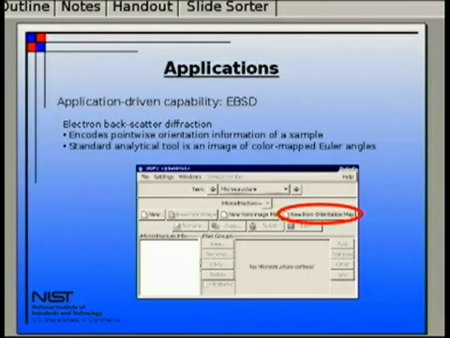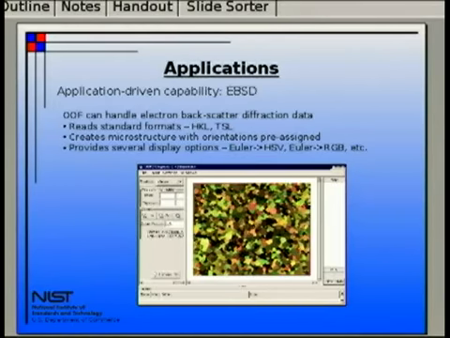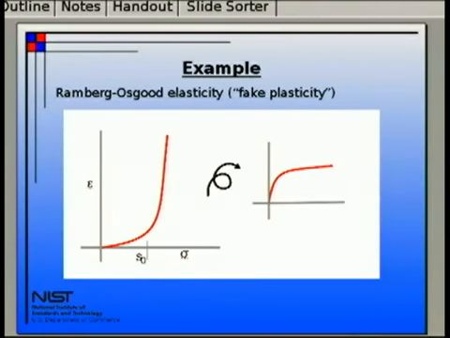This is my electron backscatter orientation example, which I think I will not spend much time on. That's another one. So this is the example that I really want to talk about because this is great fun.